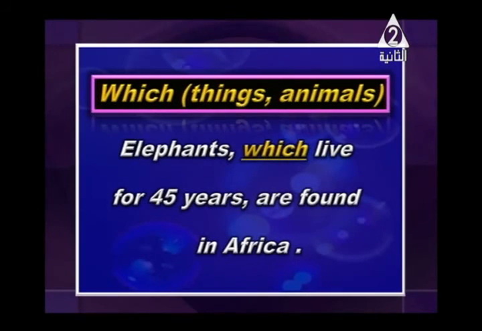So here, where's the main information that I want to give to you? Yes, excellent, great job. The main information is that elephants are found in Africa, but I tried to give more information for you to add to your knowledge. So elephants, which live for 45 years, this is extra information that I want to add for you, are found in Africa. And as I told you before, elephants, for example, are animals. I wrote which because we use which for animals and for things. After which we can find verbs, which is live.